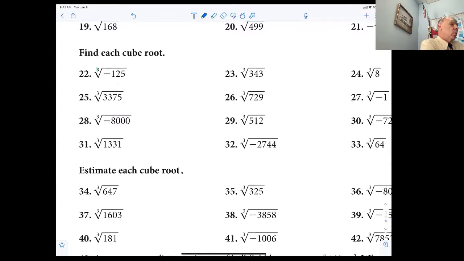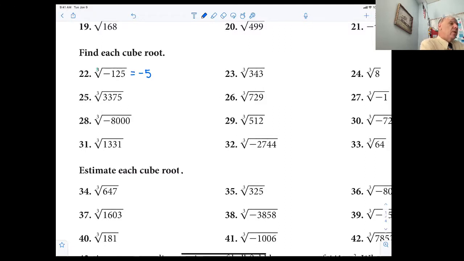What times what times what is negative 125? Negative 5. That is correct. Now, are you allowed to have negatives on cube roots? Yes, because negative times a negative times a negative is still negative. I'll show you where the button is in a minute. I'm still kind of seeing if you can think it through here.